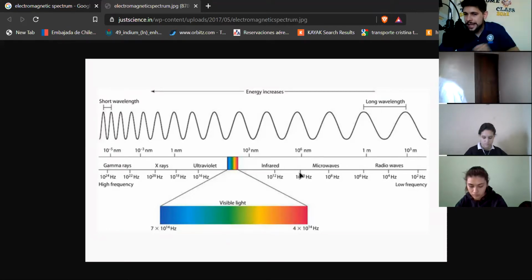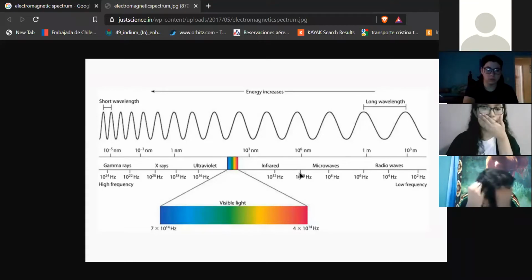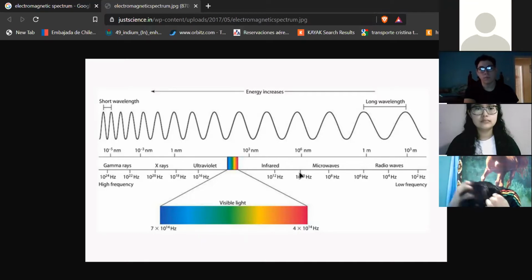But the wave carries energy, and light can be described as both a particle and a wave. So there has been a lot of controversy with that theory, right? But it can have both properties. And what is the name of the particle of light? It's called a photon. So we have seen, remember in chemistry, electrons, neutrons, protons.